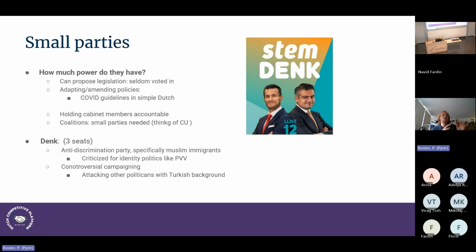And sometimes they were not even people who were in the chamber. So you can be part of the party, so you can work for the party, but not actually be a representative who sits in the first or second chamber. And those people would also be attacked.